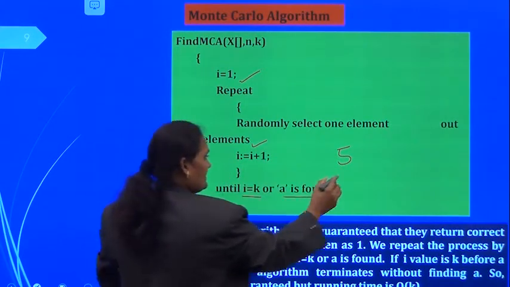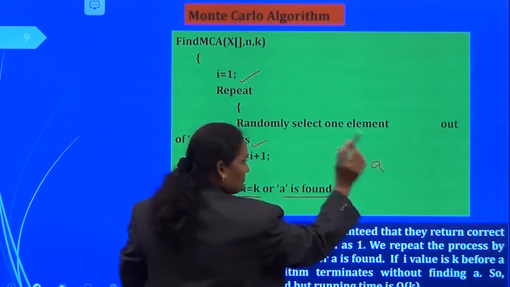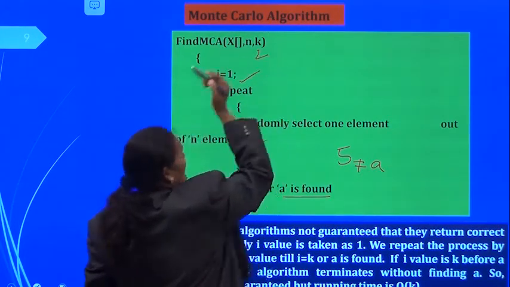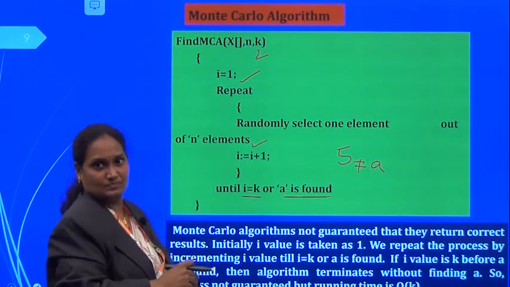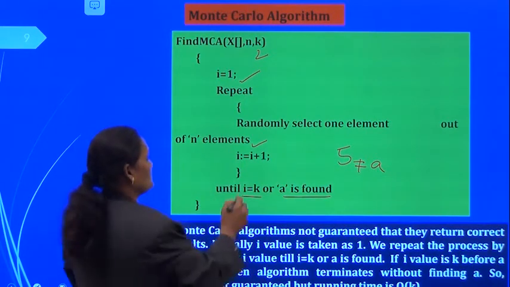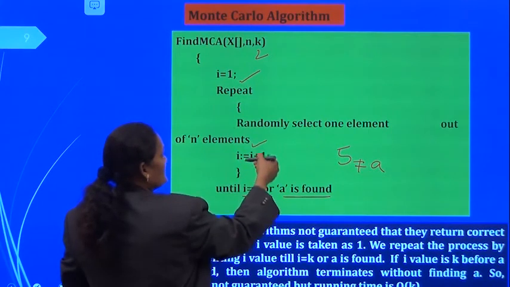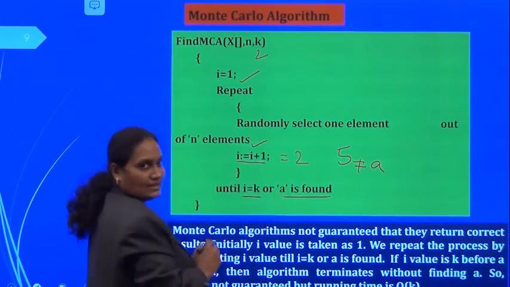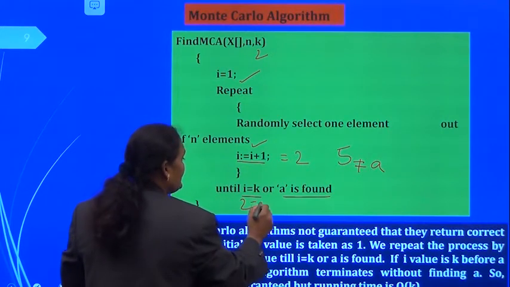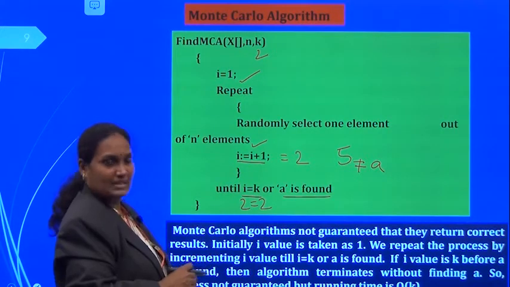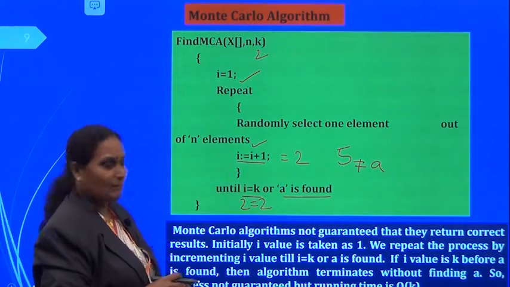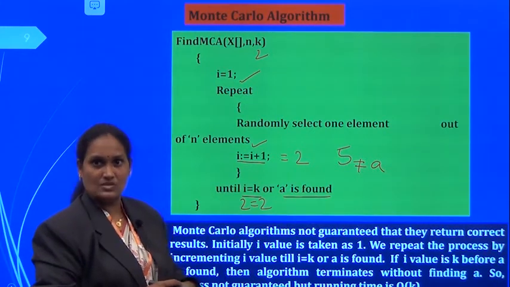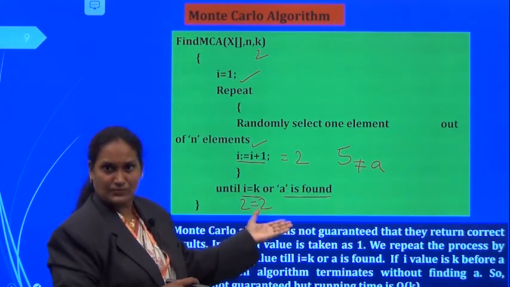Now, that 5 is not equal to a. And let us take the k value as 2. By the execution of this step, i becomes 2. In this case, the i value is equal to k. The process ends, but we did not find a in the given array. So it has some probability of an incorrect result.